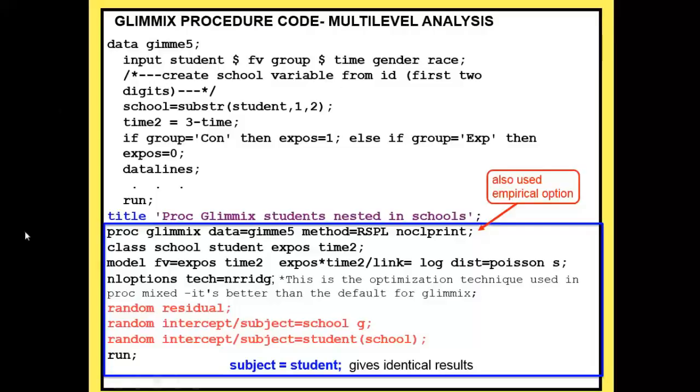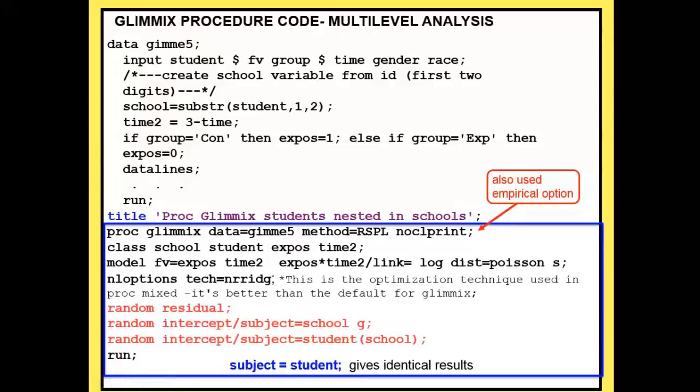Okay. Now put this in NL options. It's an optimization technique used in approximations. It's better than the default because it allows you to deal with some complications with the computer in trying to fit the model. And then I wrote random residual, random intercept, subject equals school, and then random intercept, subject equals student within school. Why did I do this? Why random residual? What does that do?